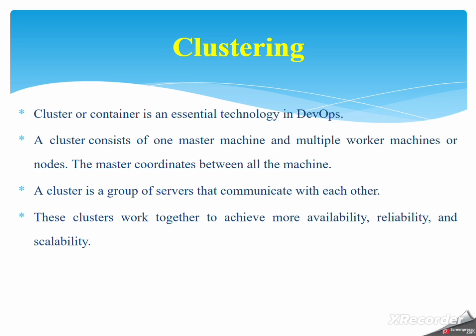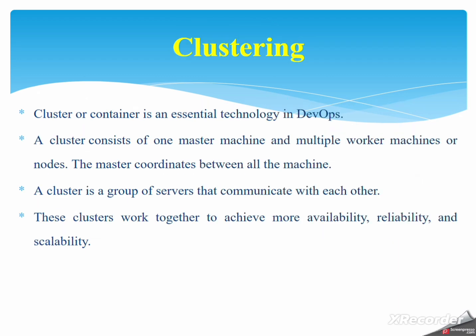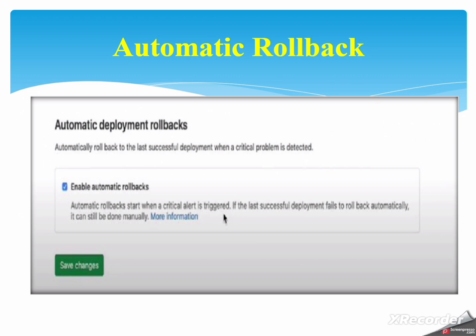Master and worker nodes. Think of a cluster as a team. The master node is the manager that coordinates tasks, and the worker nodes are the team members doing the actual work. This hierarchy keeps the system organized. To manage these complex groups, we use tools like Docker and Kubernetes. They automate the process of moving containers to the servers that have the most free memory or CPU power.